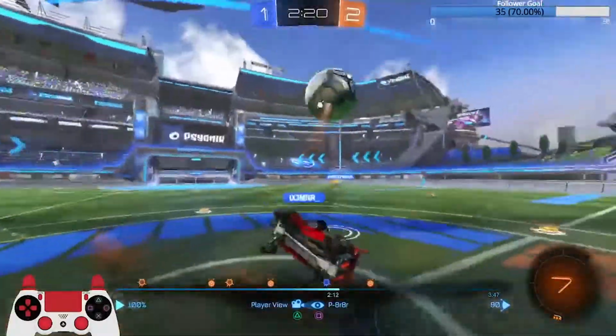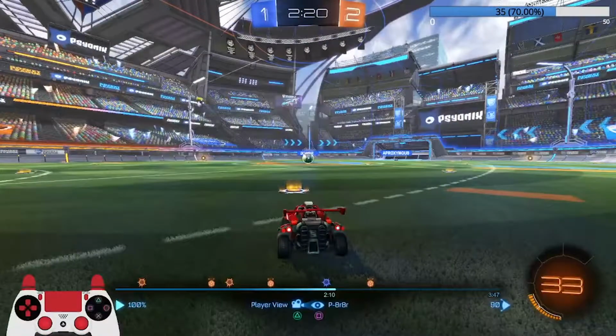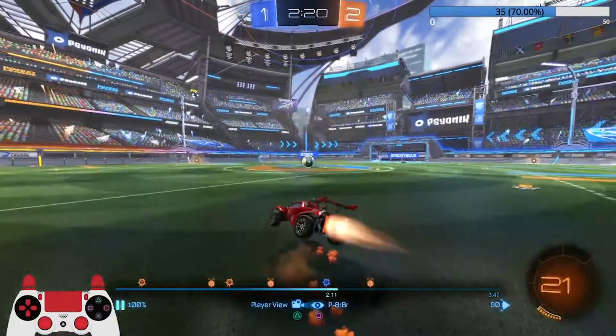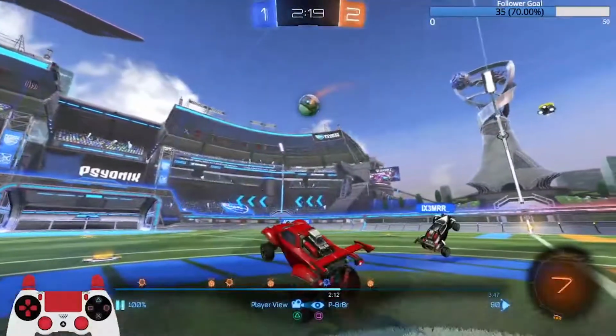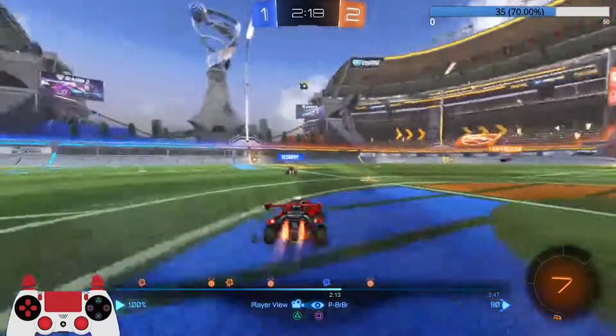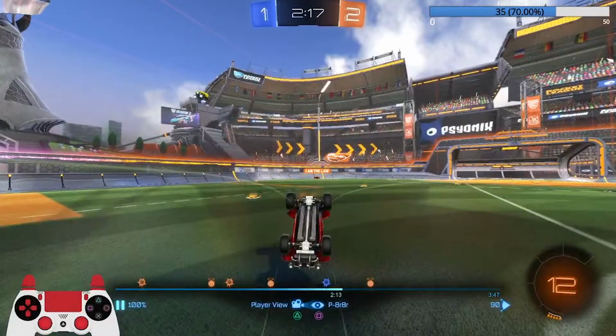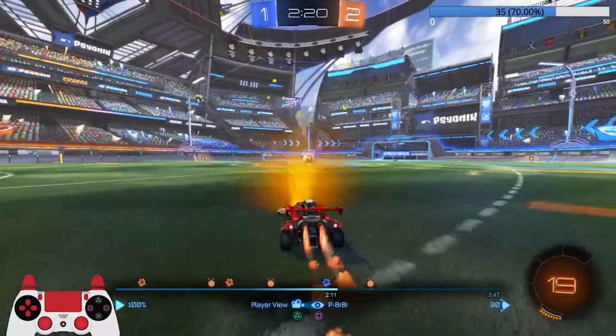Alright, I've got a question then for everybody. So as soon as the kickoff happens here, what do most of you do as soon as this happens? Do you do what this person does here and go back and expect the teammate to push, or do you push the ball on low boost?